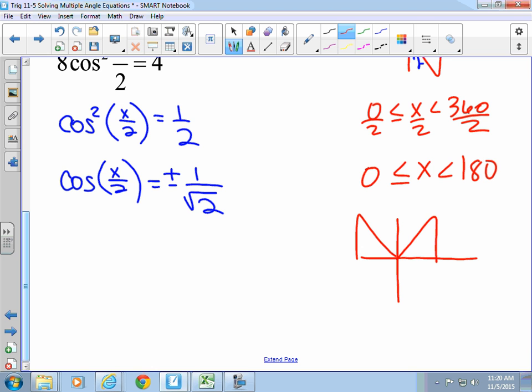I'm going to draw my picture. Normally I would go in all 4 quadrants, but since I'm only going from 0 to 180, I'm just going to do the first 2. 45, 45, 90. So 45 and... good. Any questions so far? So then what would x be and how would we find that? Multiply everything by 2. Normally we divide, but this time since we are divided on the left, we will multiply by 2.